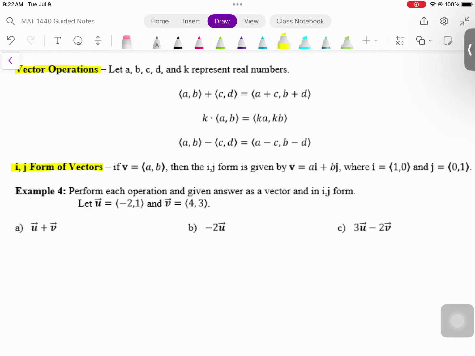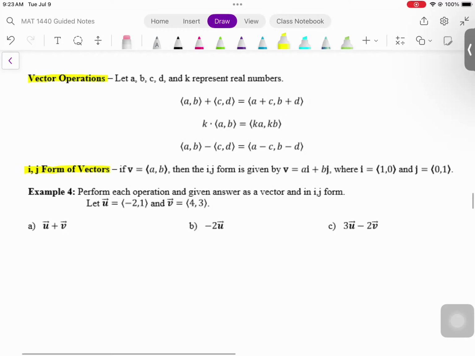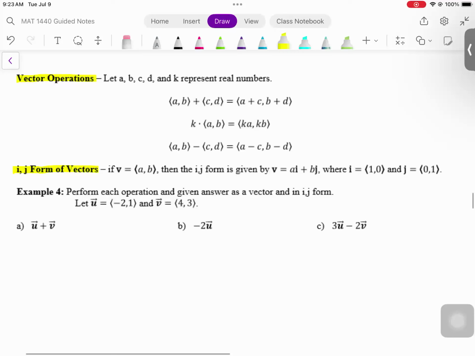Another form that we can write a vector in is called the IJ form of a vector. So if we're given vector v equals ⟨a, b⟩, then the IJ form of that vector is given by v equals a times i plus b times j, where i represents the vector ⟨1, 0⟩ and j represents the vector ⟨0, 1⟩.